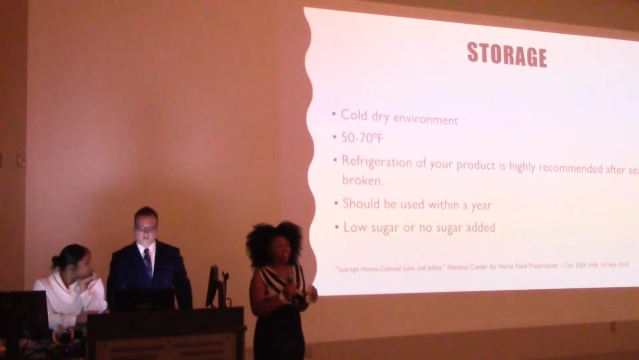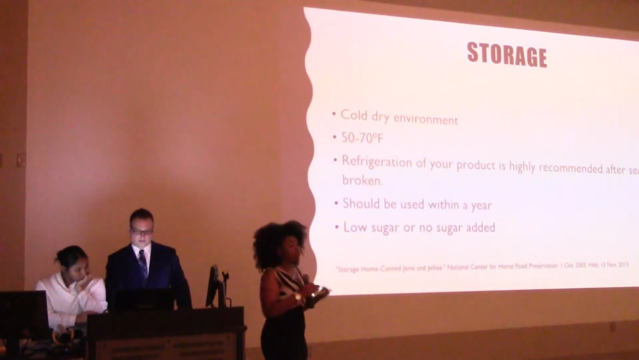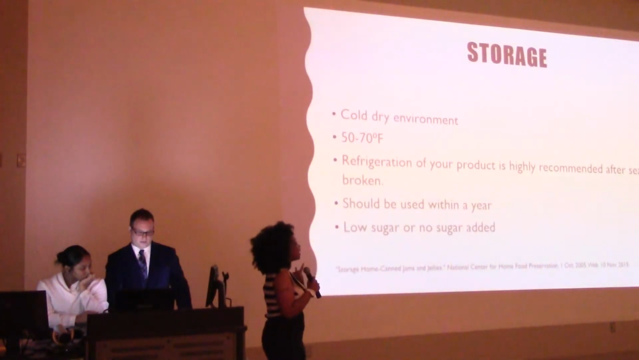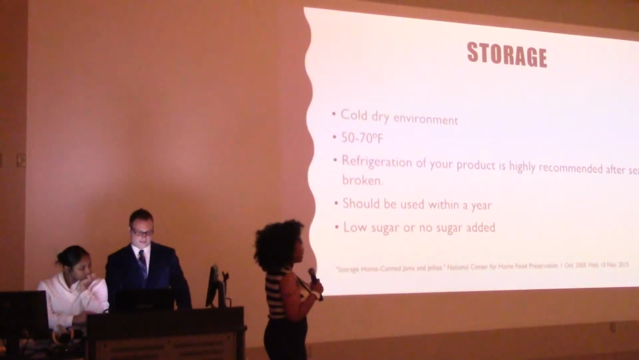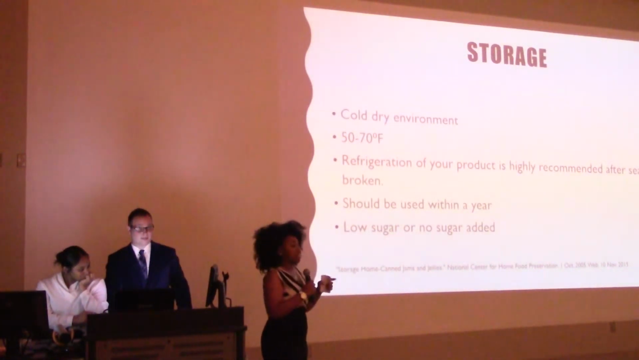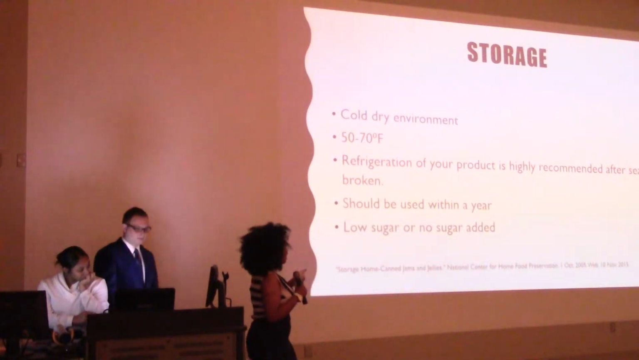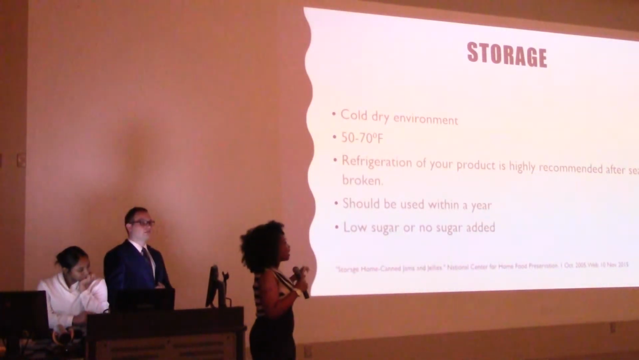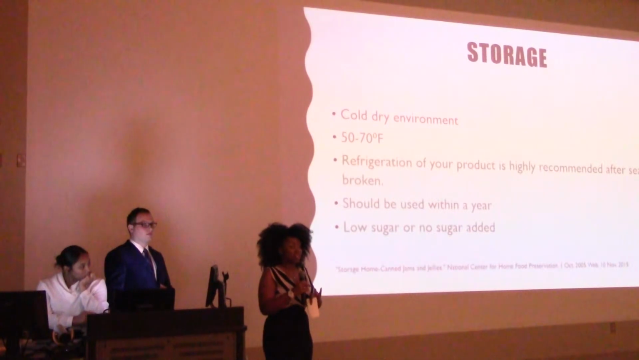The key in keeping your jam safe is the storage. It should be stored in a cold, dry environment of 50 to 70 degrees Fahrenheit. And it is recommended that you refrigerate your product after the seal is broken. It really depends on what product you have, but with jams, they can be used up to 1 year. And if your product is low in sugar or has no sugar added, it tends to have a shorter shelf life.